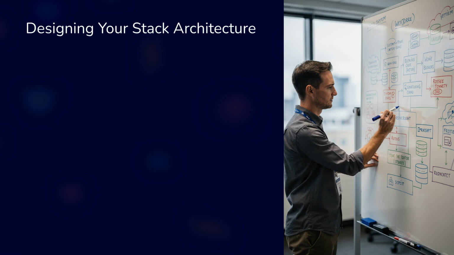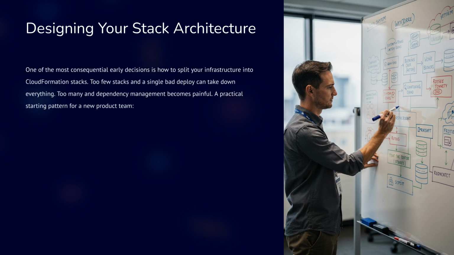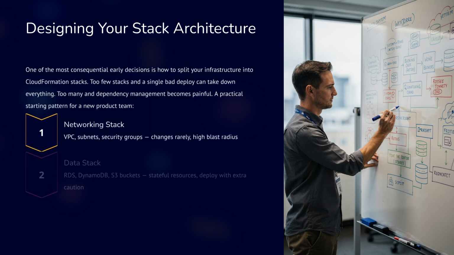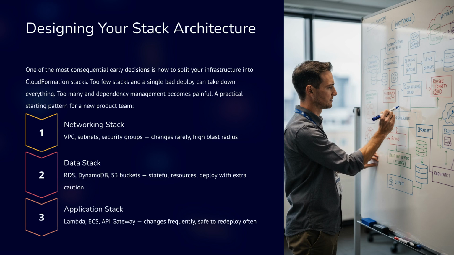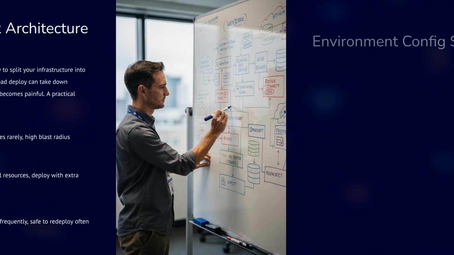Designing your stack architecture is a consequential early decision. We recommend a three-stack pattern: a networking stack for stable resources like VPCs, a data stack for stateful resources like databases, requiring extra caution, and an application stack for frequently changing, safe-to-redeploy resources like Lambda functions and API gateways.